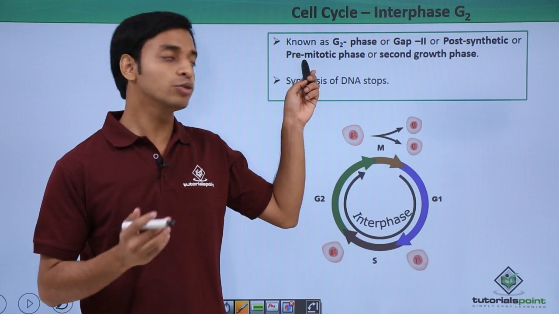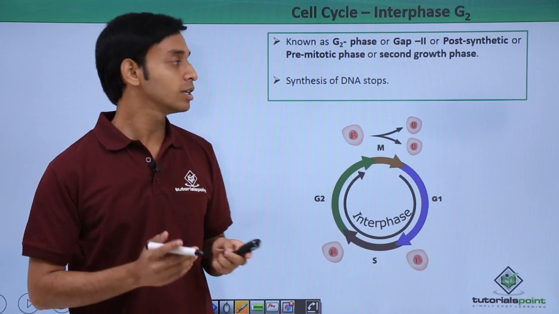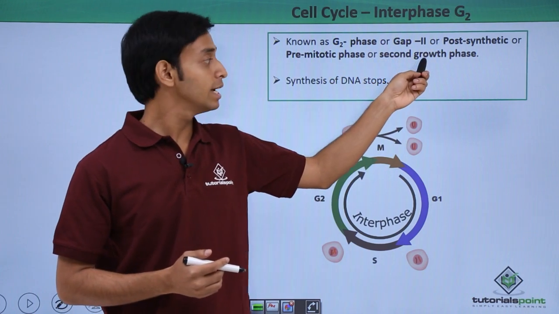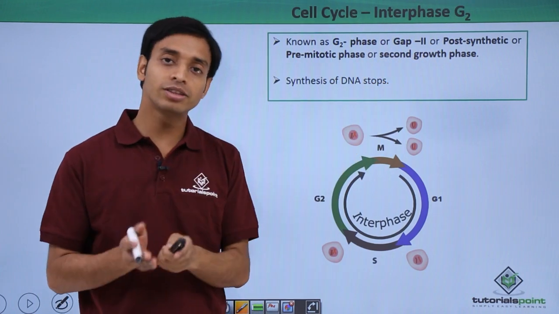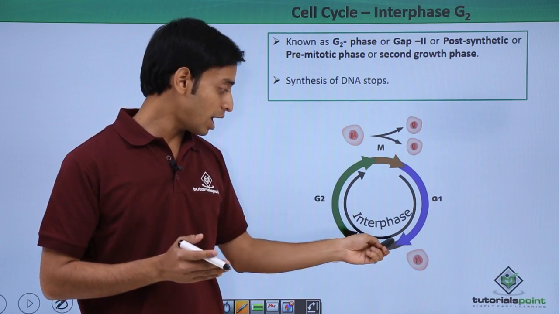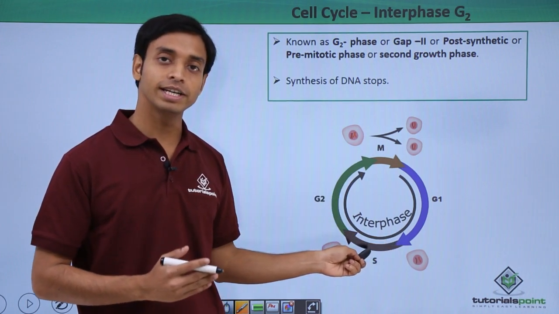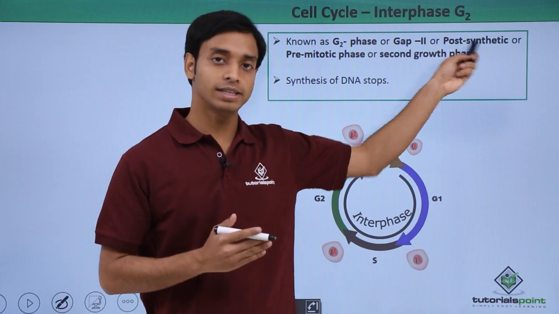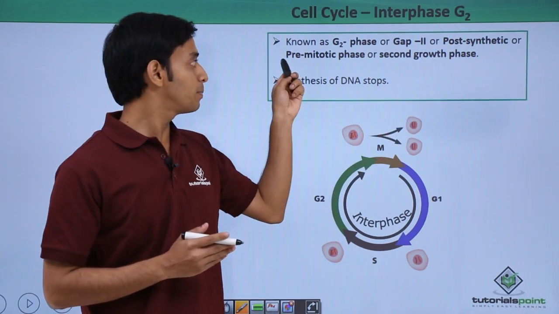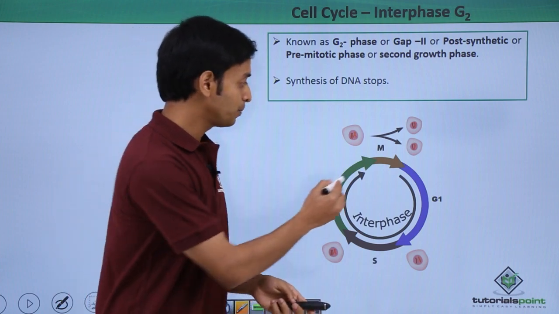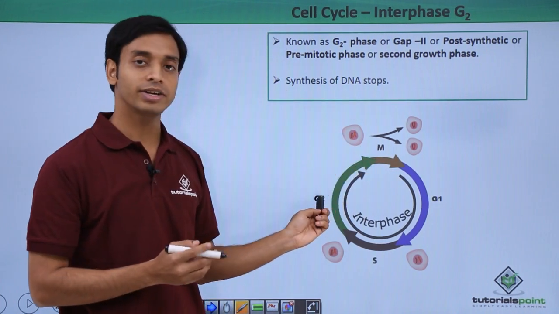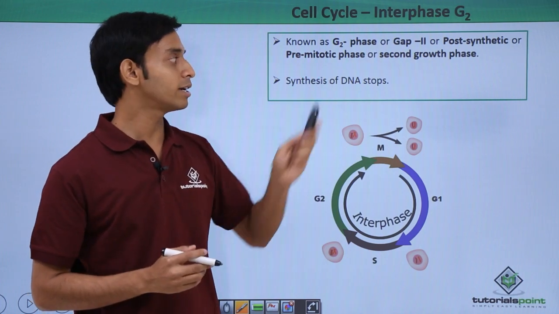This phase is also known by different names. It is known as the G2 phase. It is also called the gap 2 phase. It is known as the post-synthetic phase because we can understand that after the synthesis of the DNA or DNA doubling, this phase comes. Hence, it is known as the post-synthesis phase. It is also known as the pre-mitotic phase because it happens before the M phase, the mitotic phase. Hence, it is known as the pre-mitotic phase.